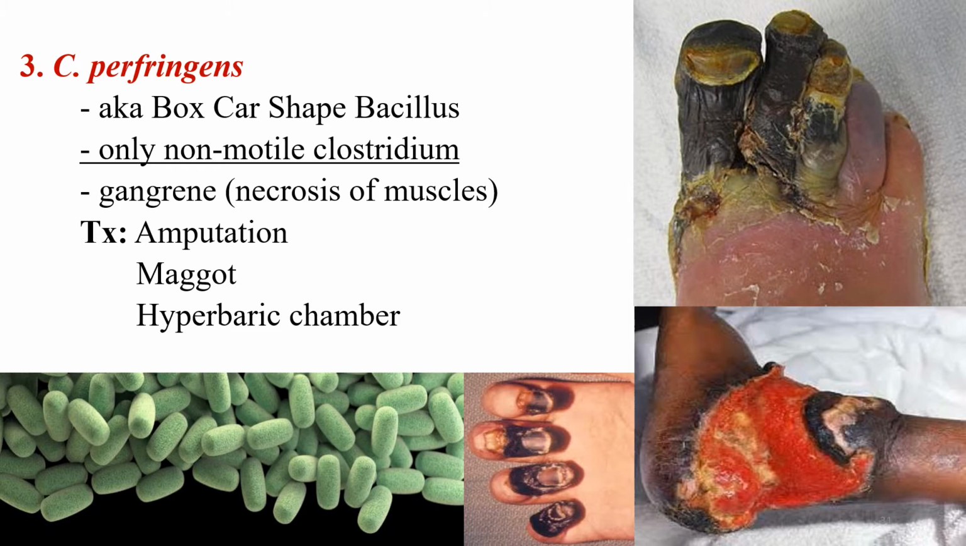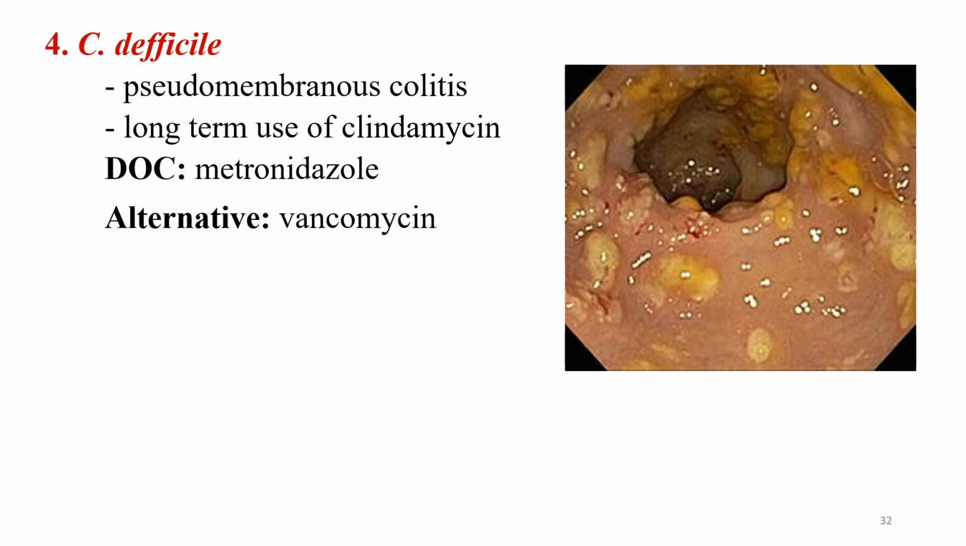Gas gangrene and clostridial myonecrosis are interchangeable terms used to describe an infection of muscle tissue by toxin-producing Clostridia. Clostridioides difficile, also known as C. diff, is a bacterium that causes diarrhea and colitis, an inflammation of the colon.